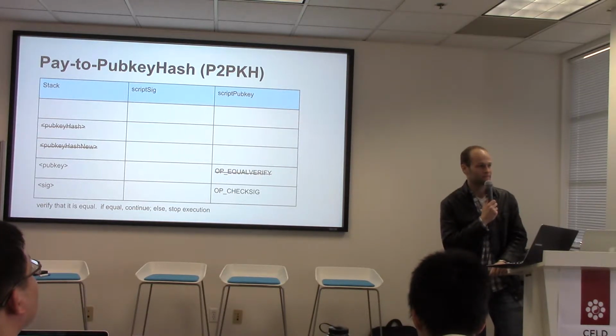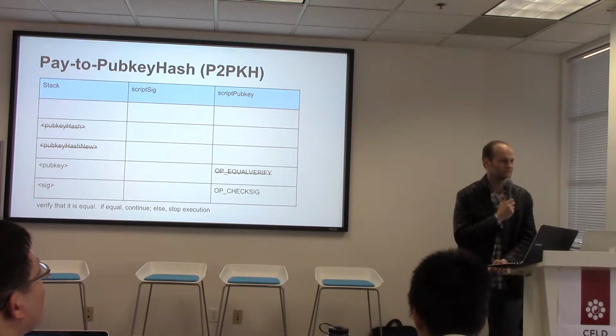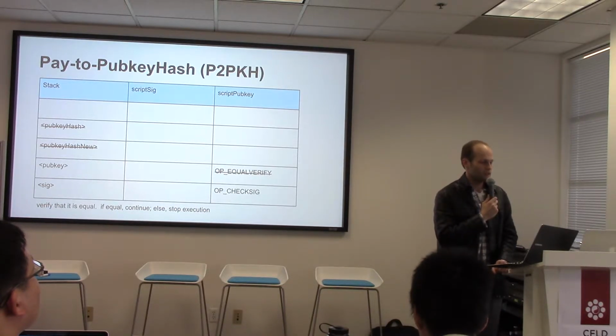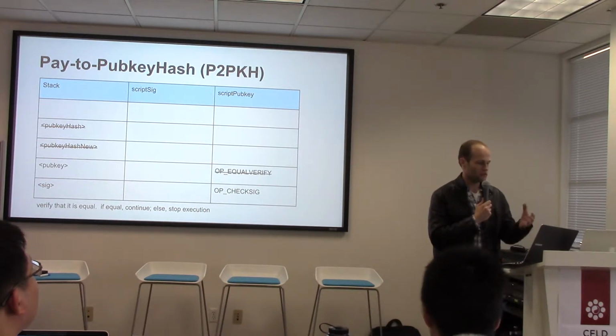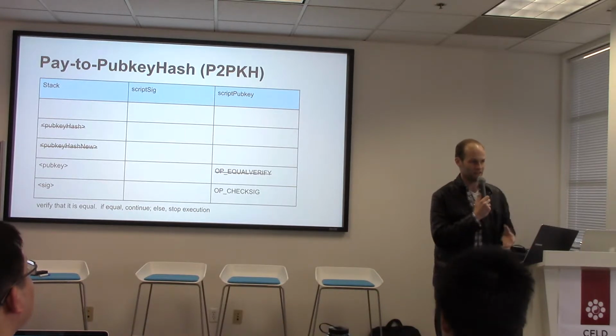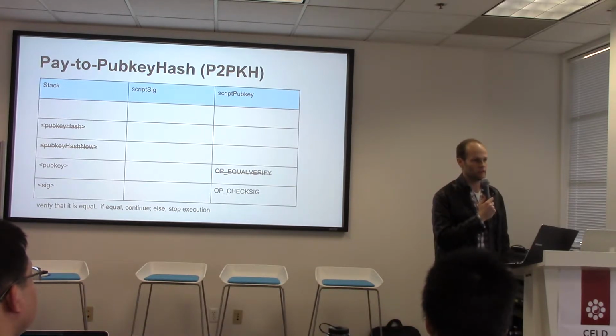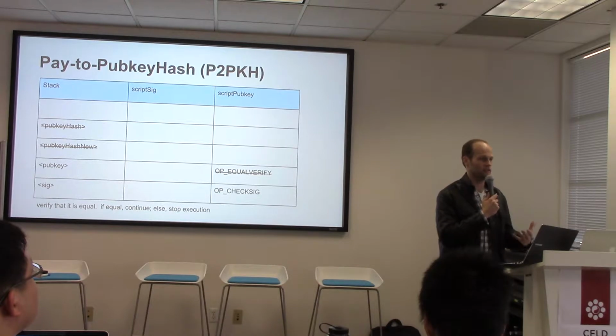So these aren't complete transactions, right? This is just the input part. The script pub key here is from the previous transaction. The outputs are not executed until they're spent.